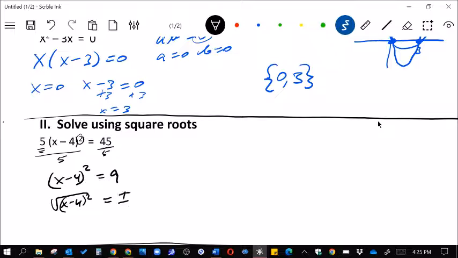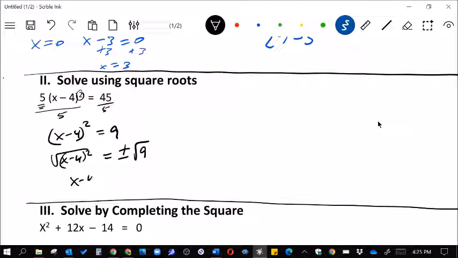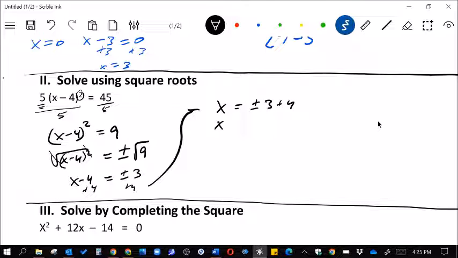And this is where we do plus or minus the square root of 9. So we get the x minus 4, because of course the square and square root cancel out, and plus or minus 3, and then we're going to add 4. So right now we're looking at this, or you can be saying it as 4 plus or minus 3. Either way, what we're really doing is two separate things: 3 plus 4 and negative 3 plus 4. So what we get is x is equal to 1 or 7.